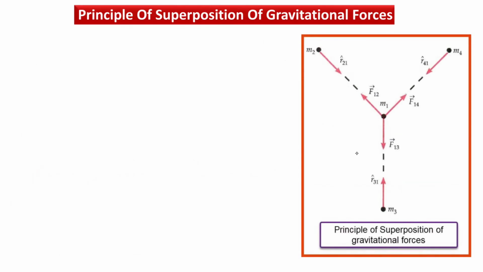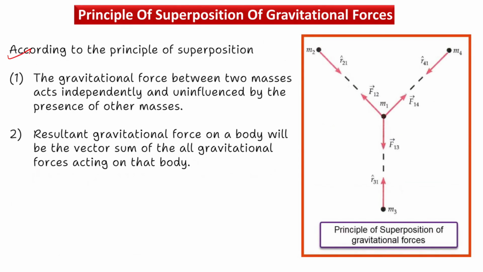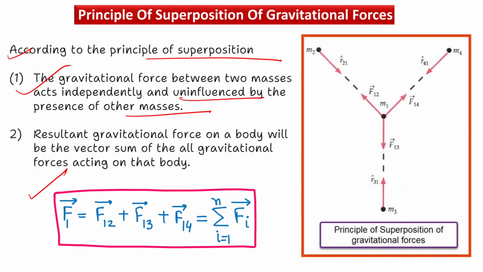Now, what is the principle of superposition of gravitational forces? You can see in this diagram, different masses are at different distances with respect to each other. This diagram illustrates the principle of superposition of gravitational forces. According to the principle of superposition, number one, the gravitational force between two masses acts independently and uninfluenced by the presence of other masses. Second point, the resultant gravitational force on a body will be the vector sum of all the gravitational forces acting on that body.